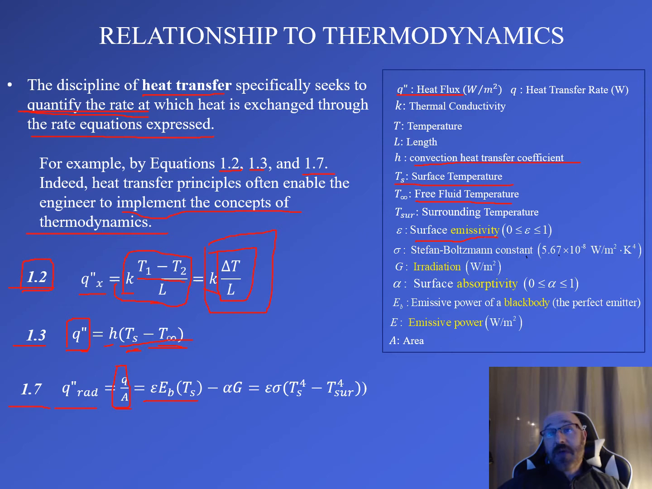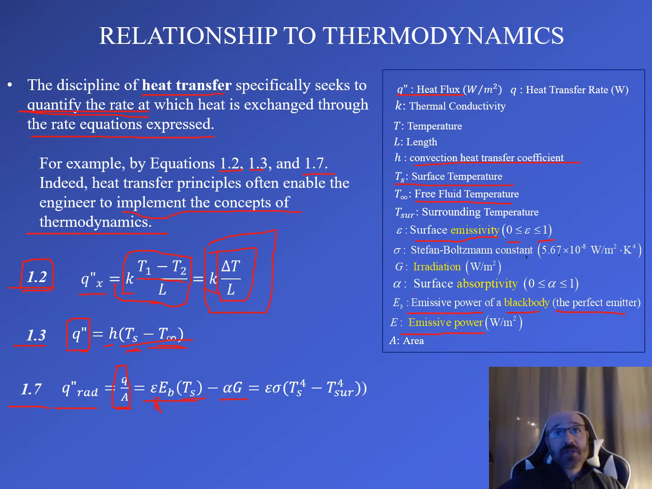So this is going to be a value between 0 and 1. So we can plug that in down here for our epsilon right there. And our E sub B, our emissive power, now this is the emissive power of a black body. E is just our emissive power, but the emissive power of a black body, which is our perfect emitter. So that's E sub B right there, times T sub S, which we already defined as our surface temperature, minus alpha G. So what is our alpha term?